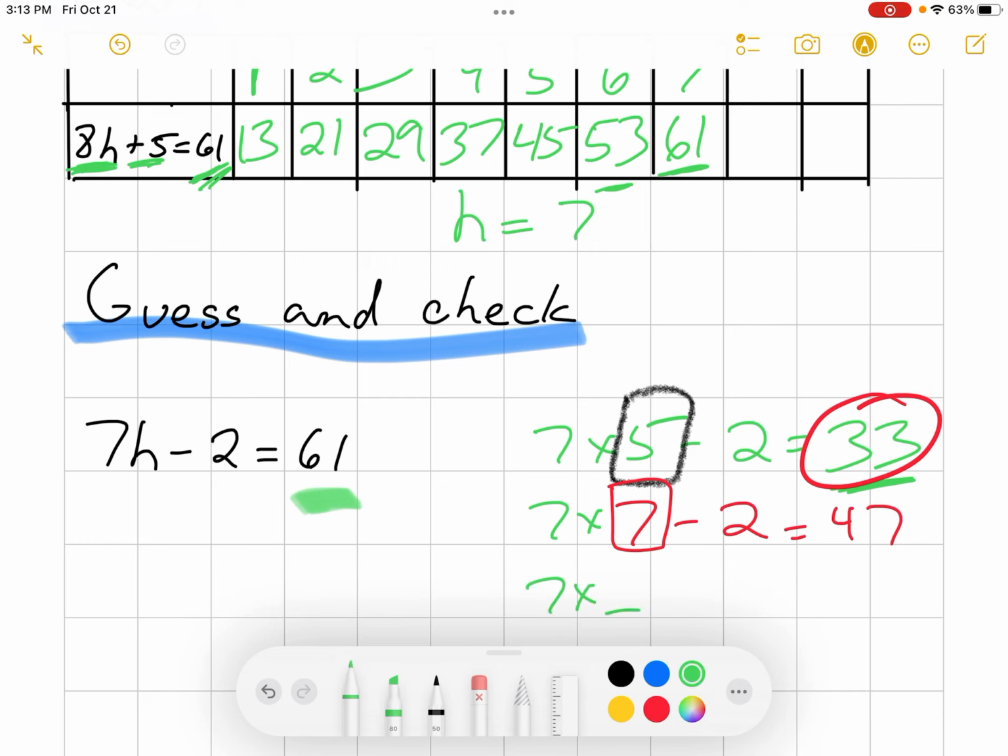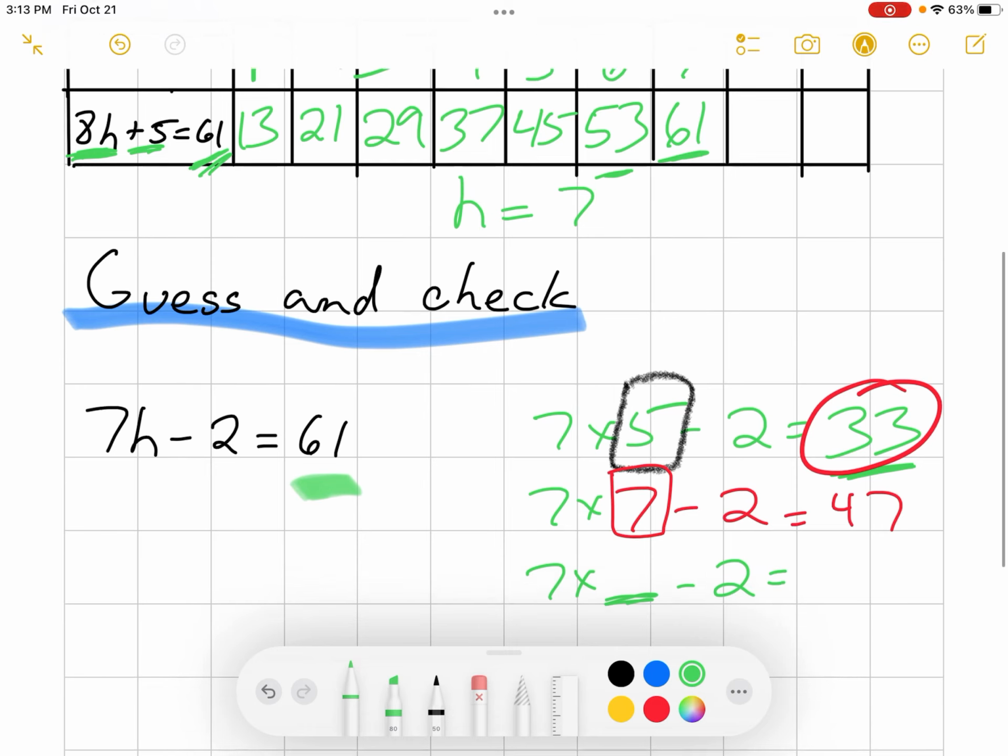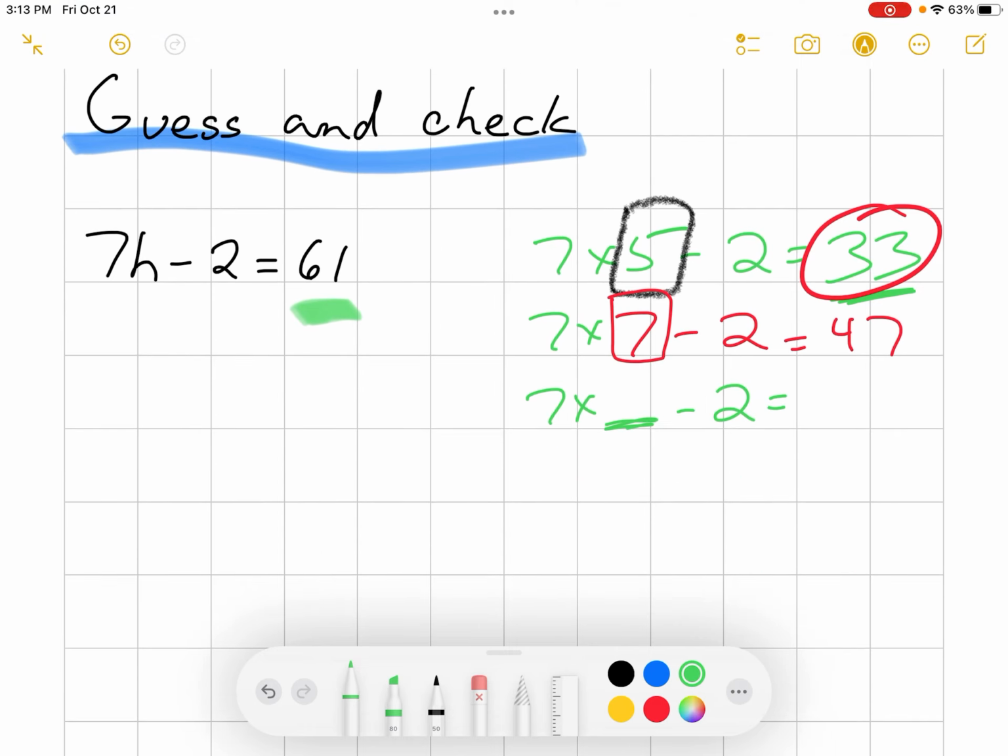So 7 times, and then minus 2. So I'm going to now jump again. So notice I'm jumping 2 numbers again, right? And I know 7 times 9 is 63 minus 2, and that's going to be 61.